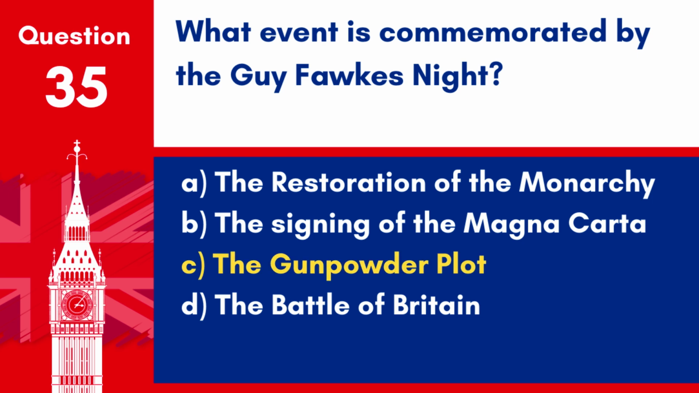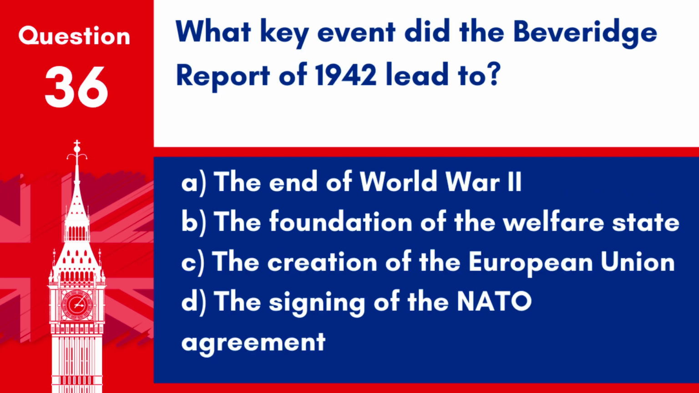Answer: C. The Gunpowder Plot. Guy Fawkes Night commemorates the Gunpowder Plot, an attempt to blow up the Houses of Parliament in 1605. Question 36. What key event did the Beveridge Report of 1942 lead to? A. The end of World War II. B. The foundation of the welfare state. C. The creation of the European Union. D. The signing of the NATO agreement.